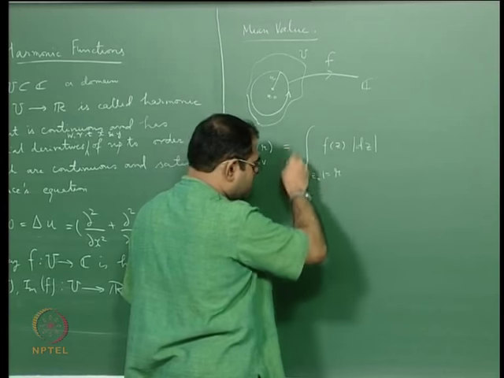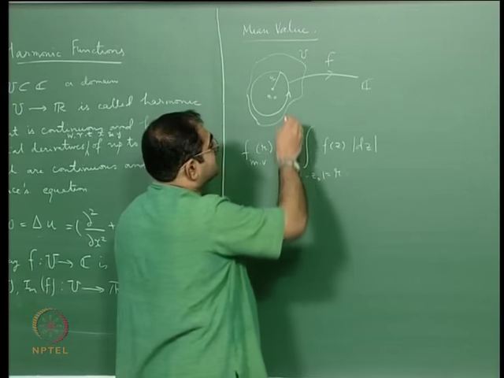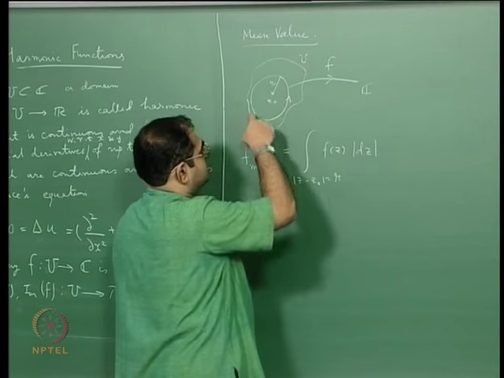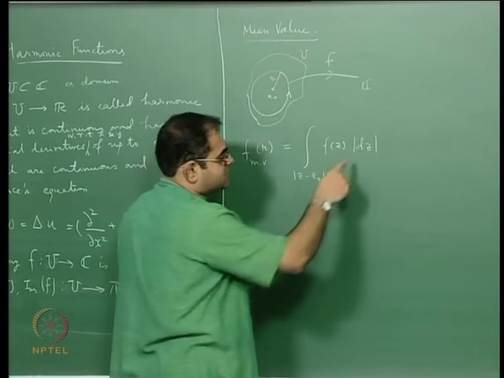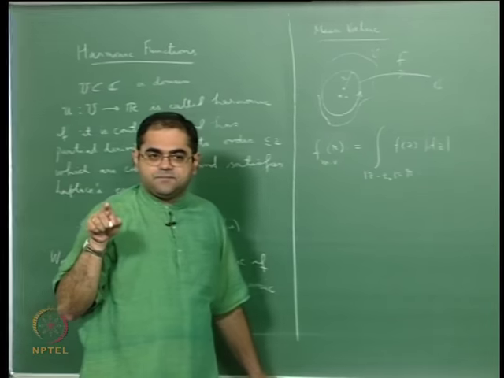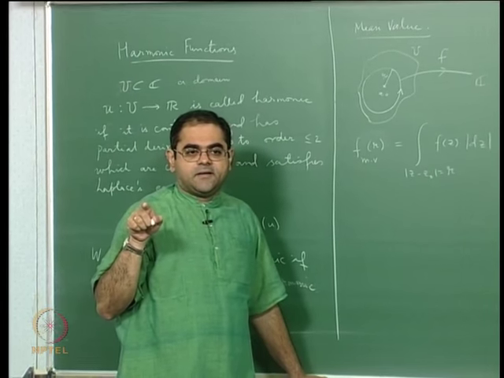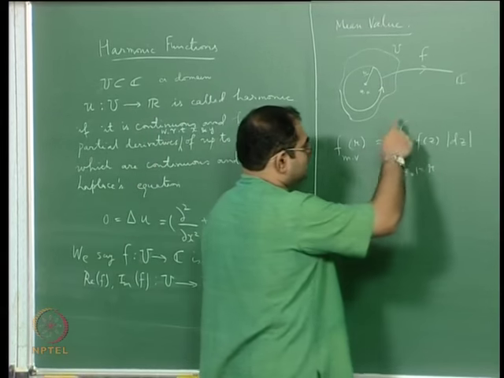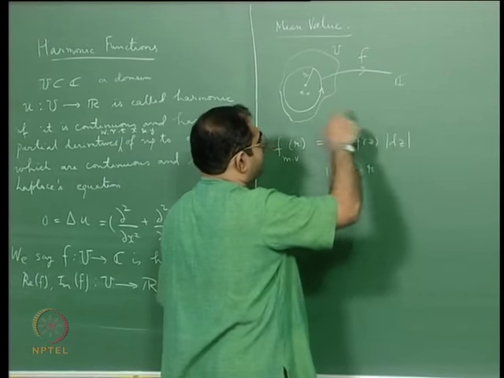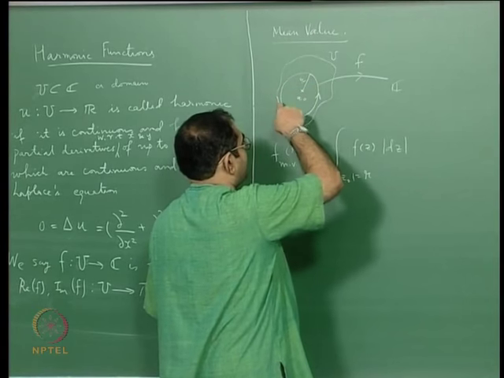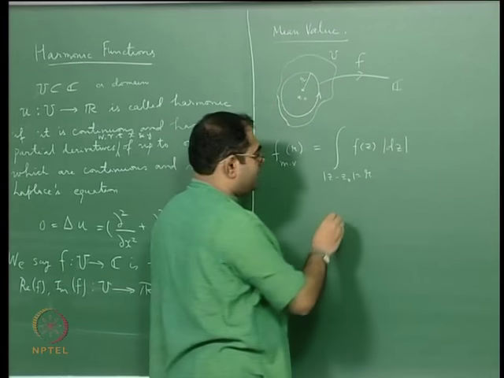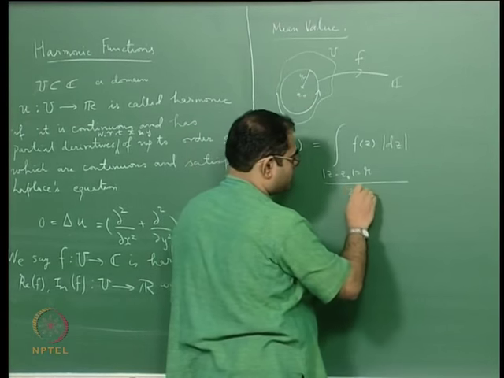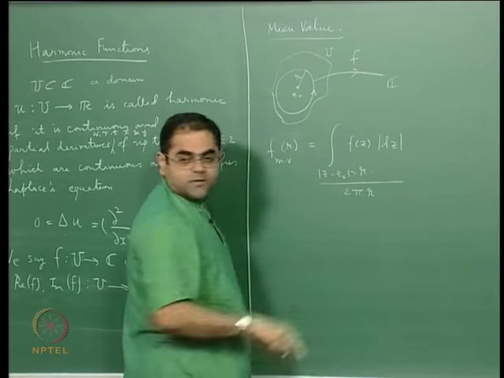Okay, I do this, and this is to be thought of as summing all the values of f as I move across the circle. And this mod dz should be thought of as the arc length, right. So this is the sum of all the values of f as you move the point around the circle, and then if you want the average value, I have to divide by the arc length of the circle, which is 2 pi r. Okay, so this is the mean value.